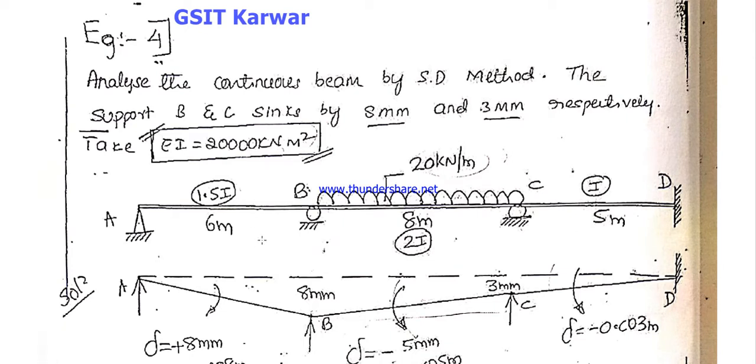And here the I value is given in number of times. That means for span AB, you can consider 1.5 times I. Just in place of I you can substitute 1.5 I. And for span BC, 2I is given, and for span CD just I, or 1I. Okay.